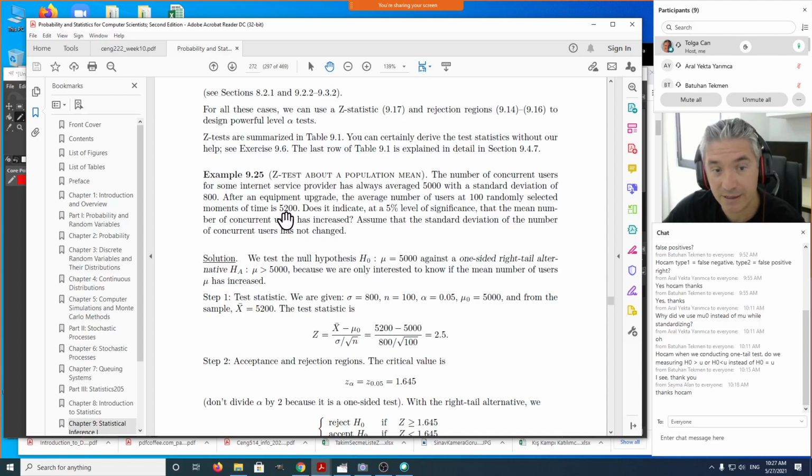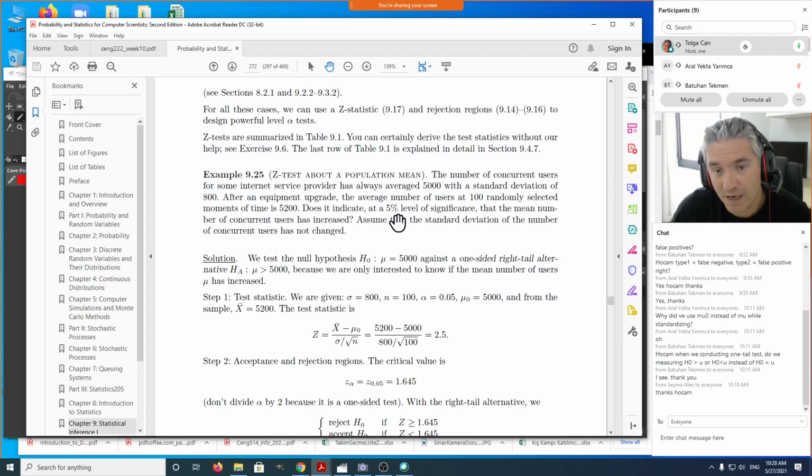Now the sample average is 5,200. Does it indicate at a 5% level of significance that the mean number of concurrent users has increased? So we are only looking for extreme cases. This 5,200, is it something abnormal? Did it really change, or is it still coming from the assumption that the average is still 5,000?